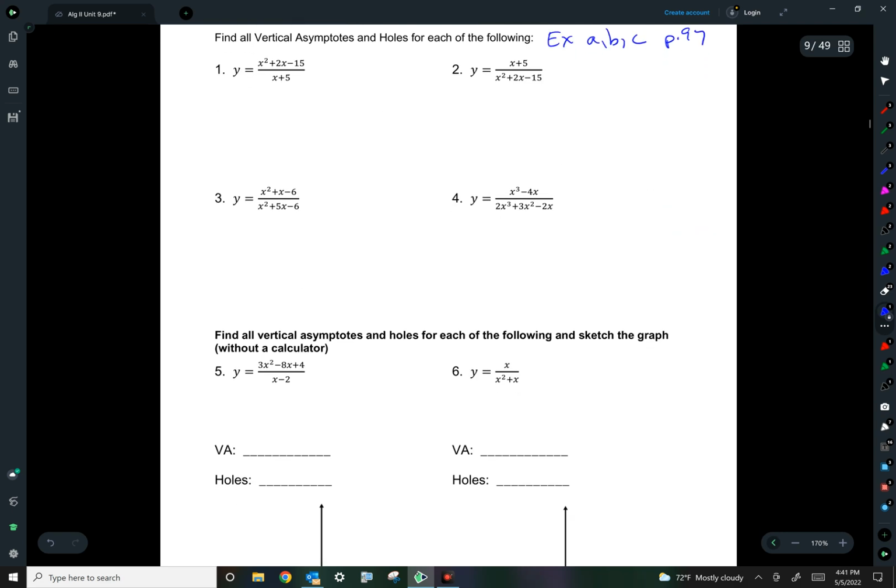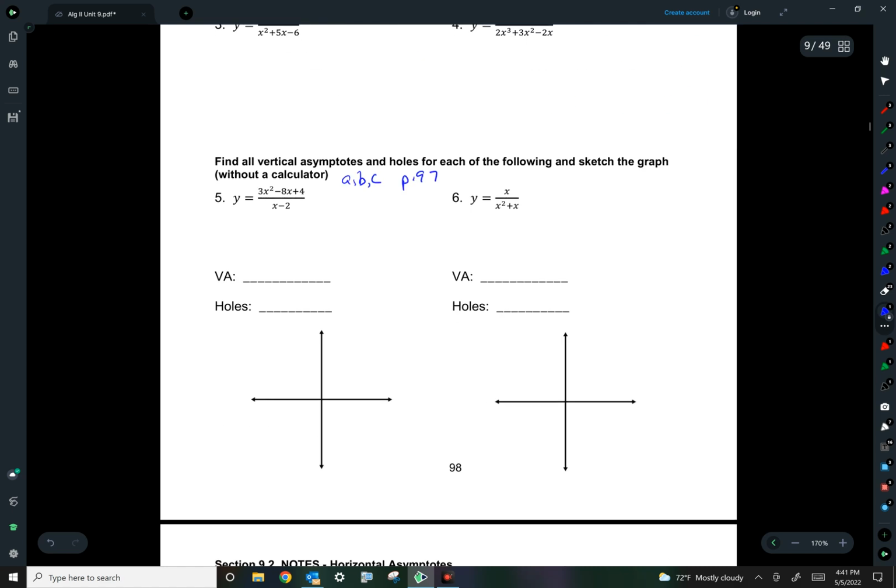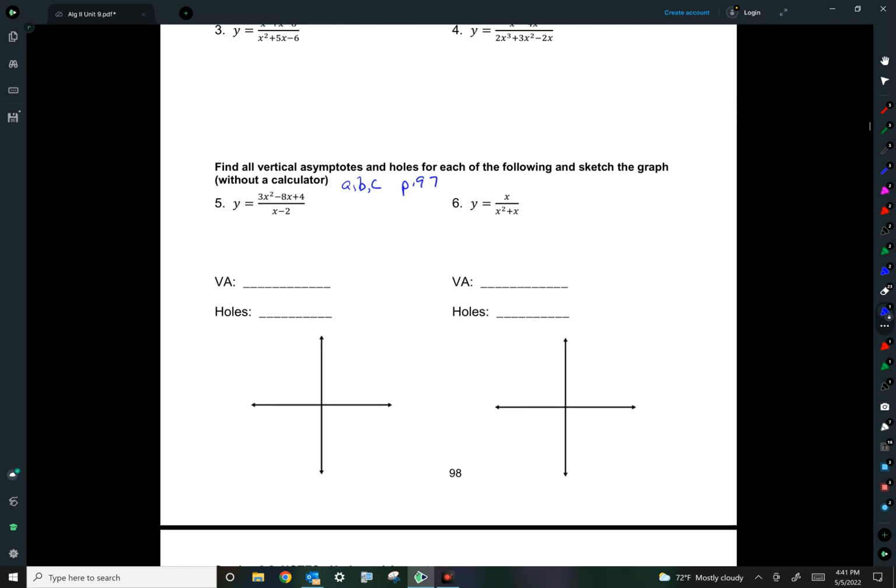And then down here, go ahead and find the vertical asymptote and the hole, just like we did those same examples up there, just like we did A, B, and C on page 97. Now, if you want to try and put it together like we did on the graph, then you can try and put it on the graph. Otherwise, we'll go over the graphing part of it in class next time. All right, hope that helps.